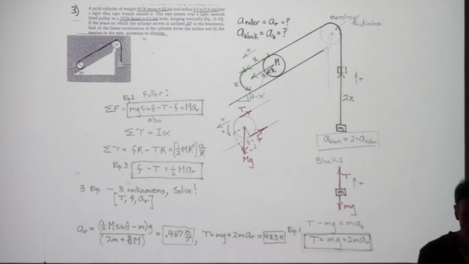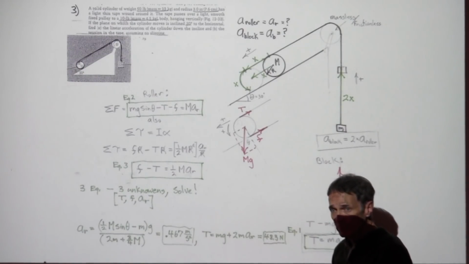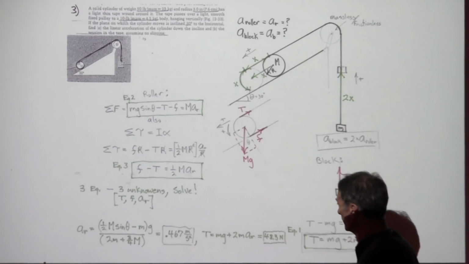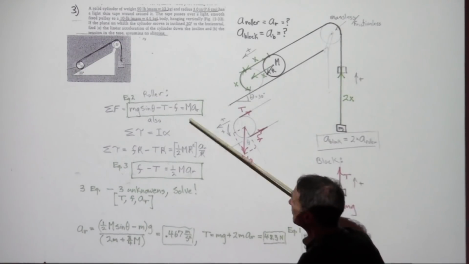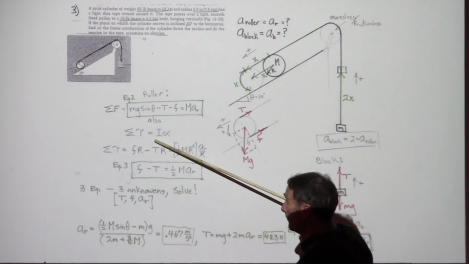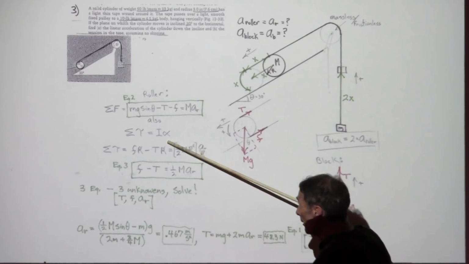Okay, one last question. So the angular acceleration there, where you have the sum of the torque equal to inertia times angular acceleration, line 2. One up from there. Oh, yeah. So angular acceleration, that's equal to A over R.